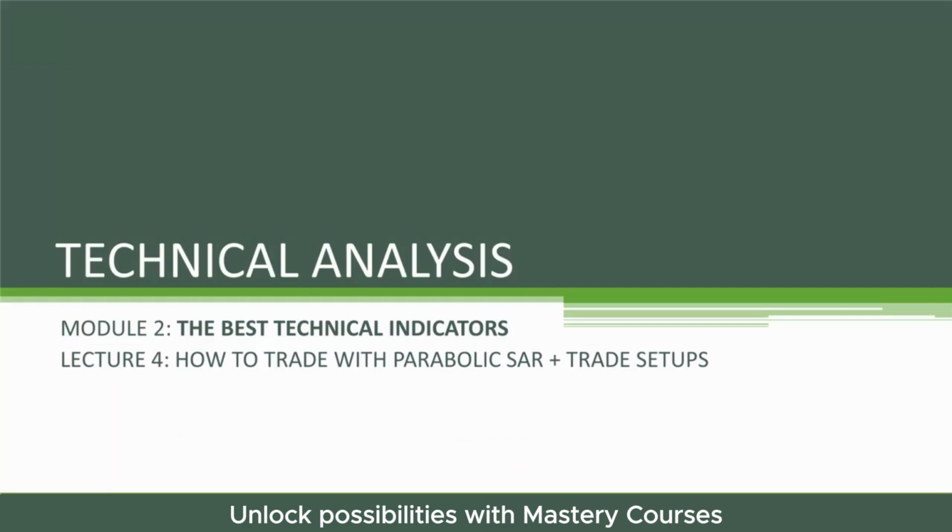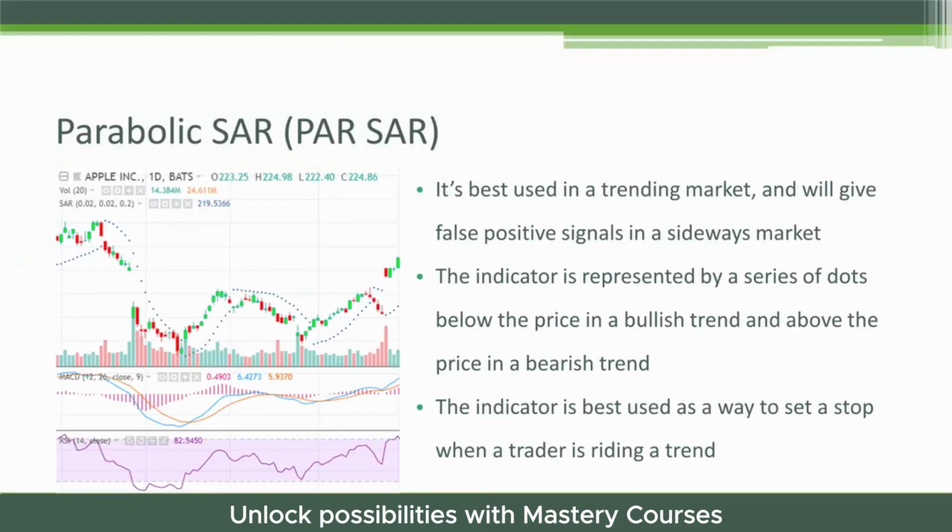Technical indicators portion of the course. And today we're going to talk about the parabolic SAR and how to trade with this indicator. The parabolic SAR is also known as the stop and reversal system. The indicator is best used in a trending market, so we're not going to be using this indicator in a sideways market. We will have already identified either a bullish trend or a bearish trend in the stock or market that we're trading in order to use this indicator.